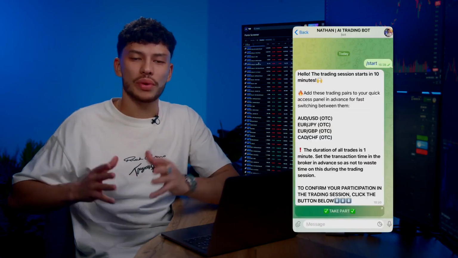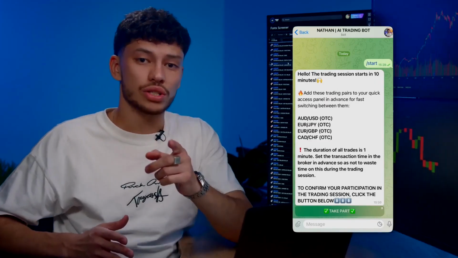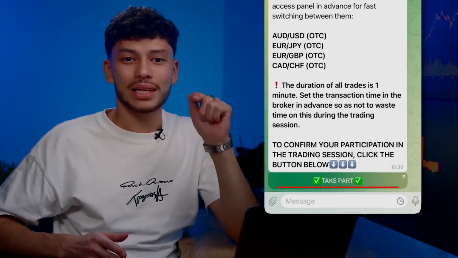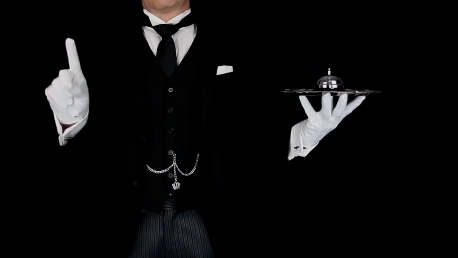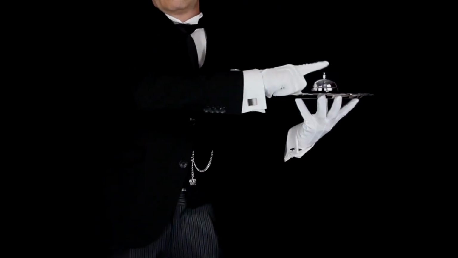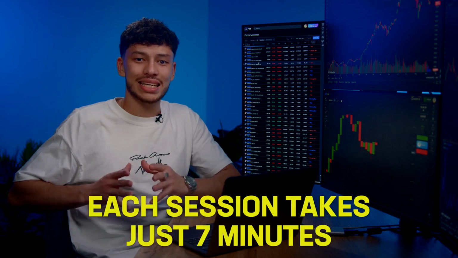Just don't forget to enable notifications on Telegram and with the bot itself. 10 minutes before a session starts, the bot will notify you about the pairs it can predict. If you are ready to start, just click the big button at the bottom of the chart. If not, the bot won't bother you. It's designed to be polite and not flood you with unnecessary notifications. Each session takes just 7 minutes. That's it. 7 minutes and you could be holding a brand new phone.